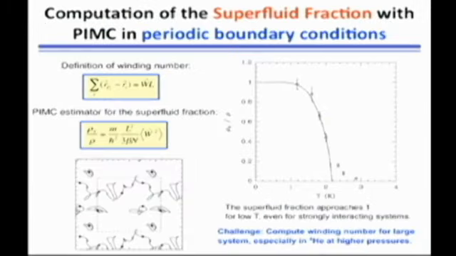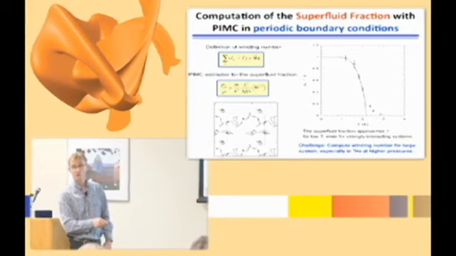As a result, you can derive an expression for the superfluid fraction of your system, and that's related to the winding number. So what you really have to do in a path integral simulation is count, as one of your estimators, how many windings occur, and you will then compute the superfluid fraction. And it does go to 1 in the limit of T equals 0. So even though the system is strongly interacting, it will condense into a state that's completely superfluid.